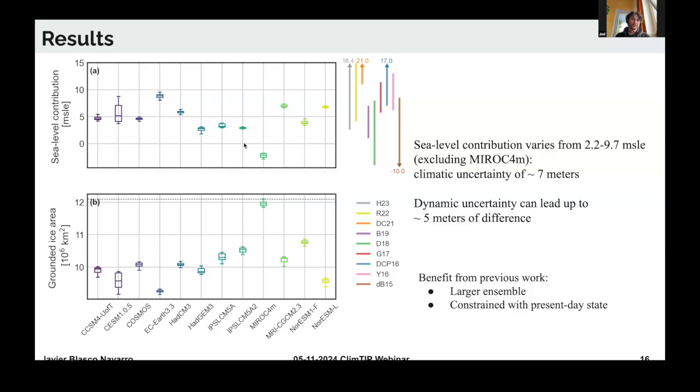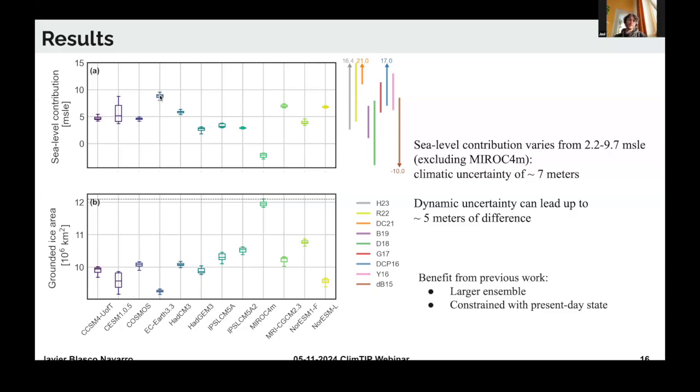And as we observe, except for one model, which is the MIROC-4M model, which gives a sea level contribution lower than present day, meaning the ice sheet has grown, all models simulate a higher sea level contribution. However, this sea level contribution can range from 2 meters in the case of the HGM model up to almost 10 meters, 9.7 meters, in the case of the EC-Earth3.3 model. So this is telling us that the climatic uncertainty is around 7 meters of difference.